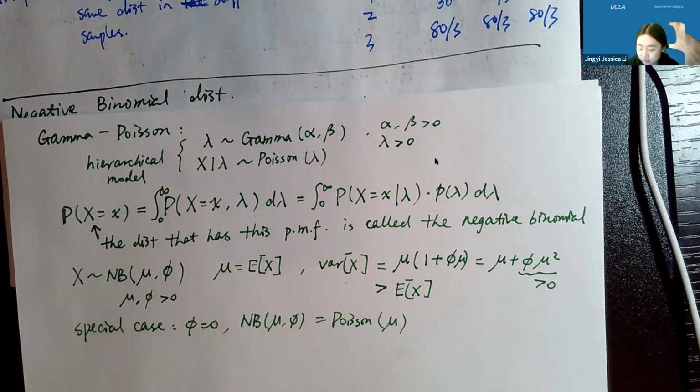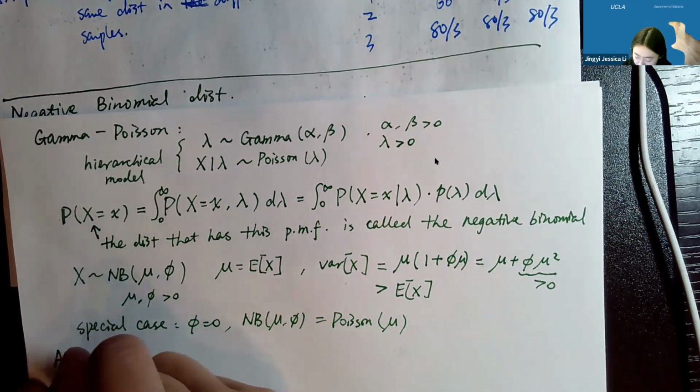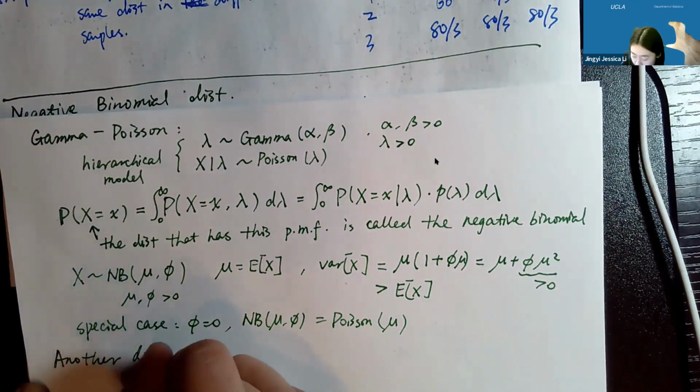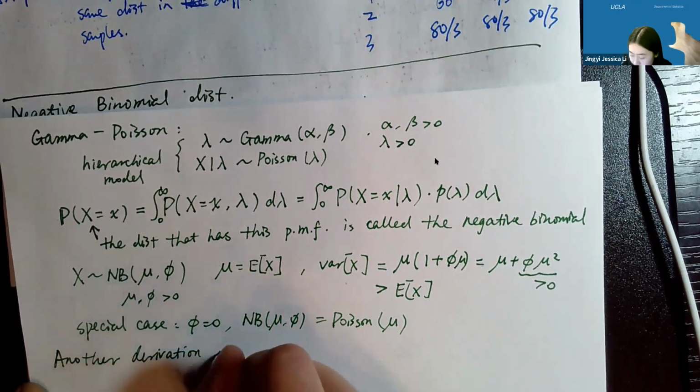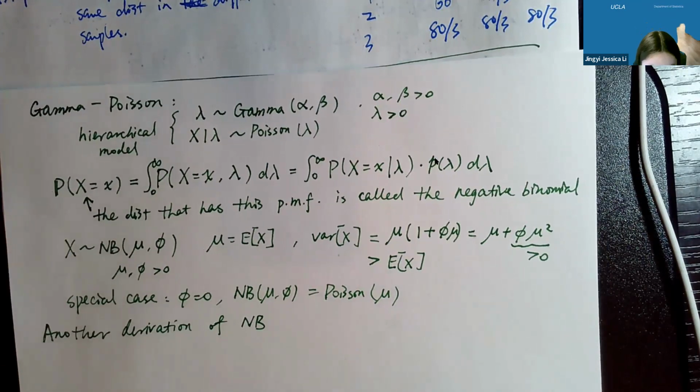But I think if you take some introductory probability class, there's another formulation of the negative binomial you might have seen that is based on coin tossing. Okay, so I'm just going to briefly mention that. And very interestingly, those two motivations give us the same distribution. So another derivation of NB. This will be based on another set of parameterization.